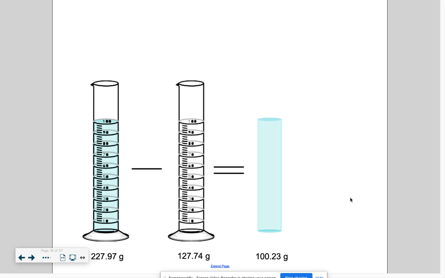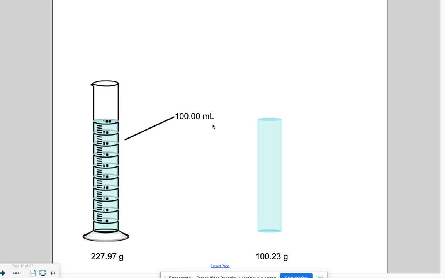Well, mathematically, it's very easy. We take the mass of the cylinder with the water in it, we subtract from it the mass of the graduated cylinder alone, and that's going to yield for us the mass of the water. Now, we have to remember that there is 100 milliliters of water in there.